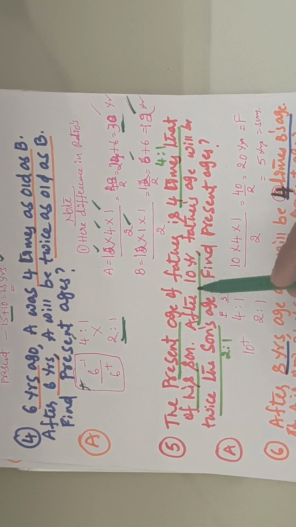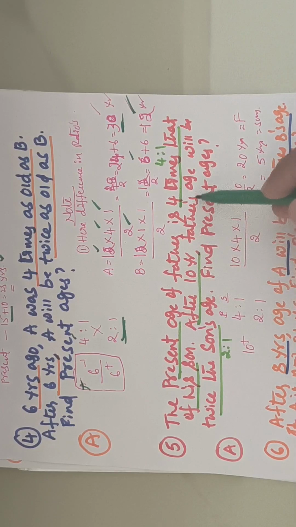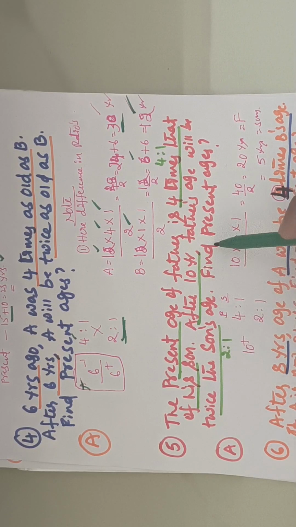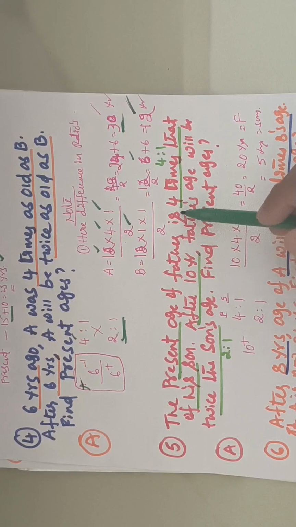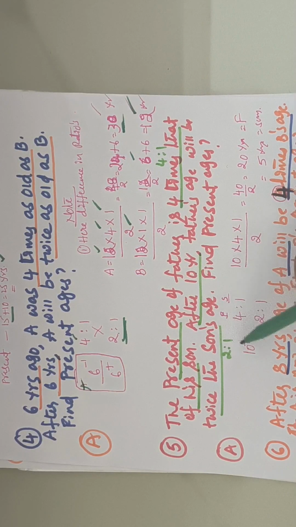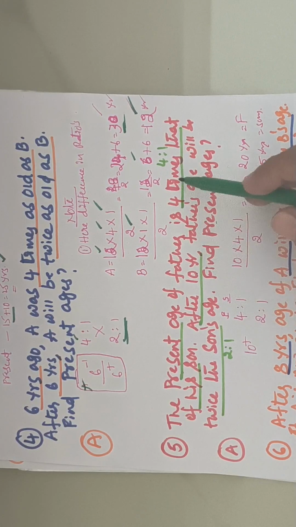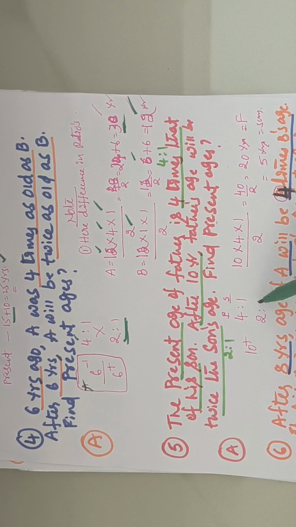After 10 years, or hence 10 years, you can say after or hence, either. After 10 years, father's age will be twice the son's age. Find the present ages. The present age of father is 4 times that of his son, 4 is to 1. After 10 years, 2 is to 1. So they are telling the present ages. So 4 is to 1. After 10 years, it became 2 is to 1.